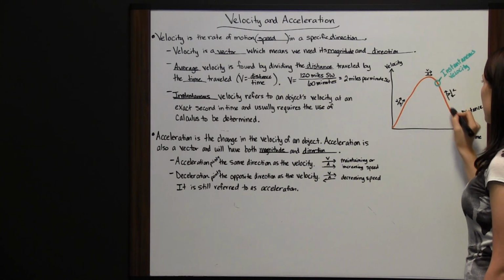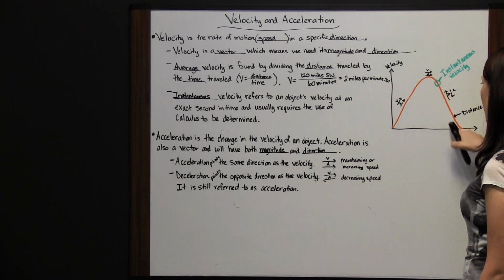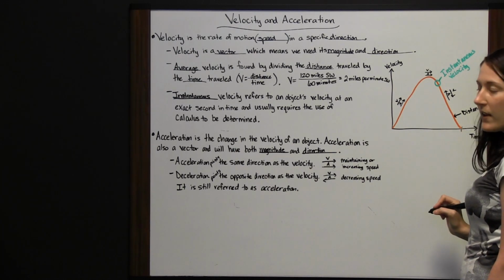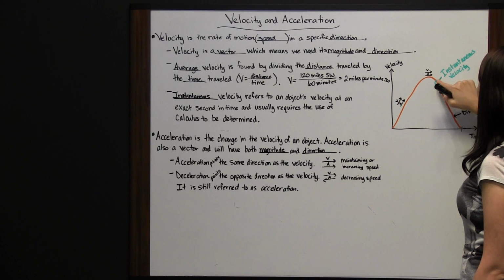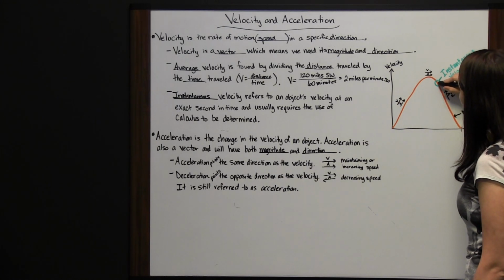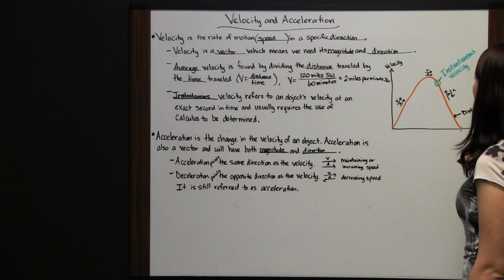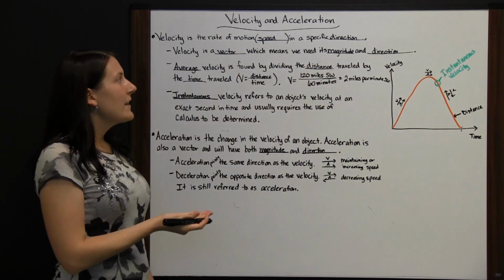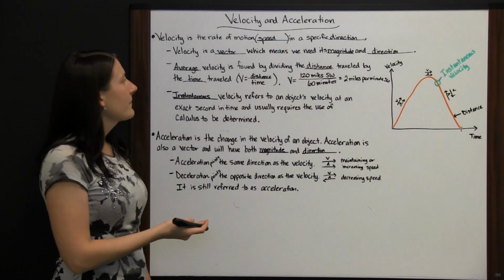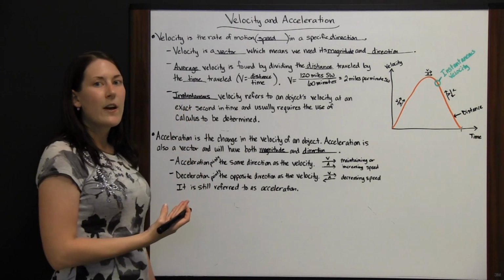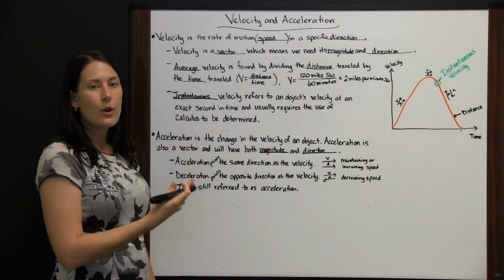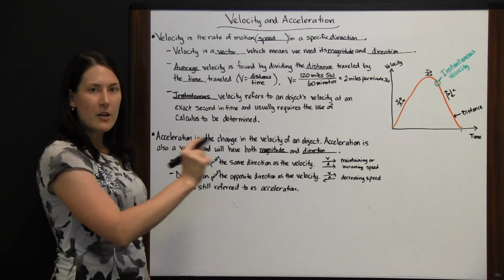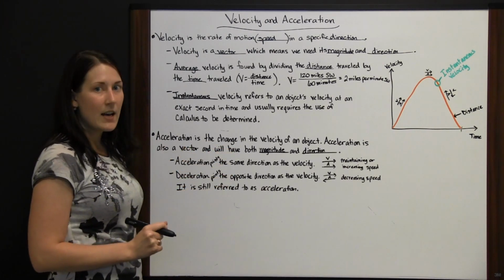So this would be your distance covered, this whole line, and you would divide by this time here to find your average velocity. But instantaneous velocity would be if you said right here at this point, I want to know what my velocity was. So velocity is your rate of speed in a specific direction. Your average velocity is found by dividing the distance you covered over the time it took you to cover it. Instantaneous velocity refers to an object's velocity in an exact moment in time.